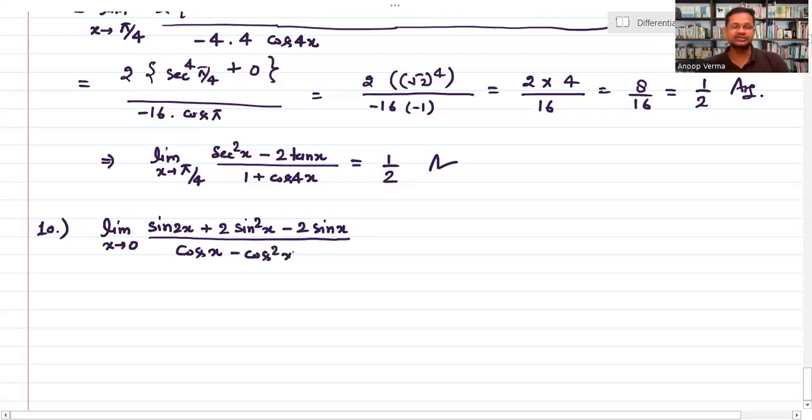So here when you put x equals 0, you can see that the numerator comes out 0, and the denominator, since cos 0 is 1, 1 minus 1 will be again 0. So this is simply a 0/0 form. So you can apply the L'Hospital rule, take the derivative, x tending to 0.